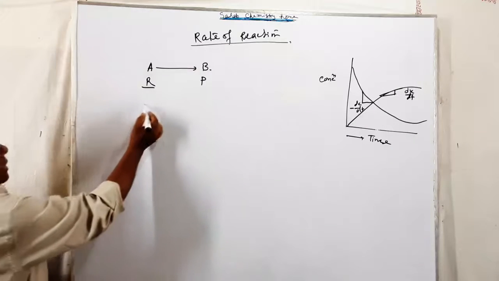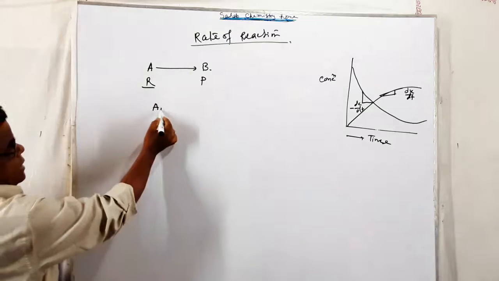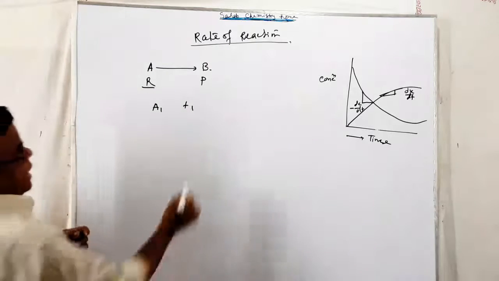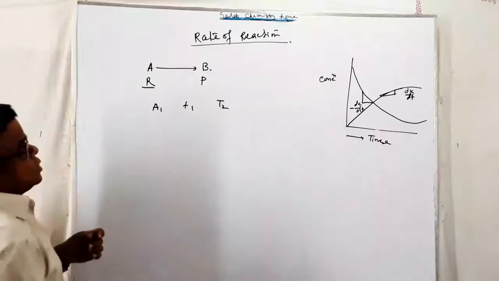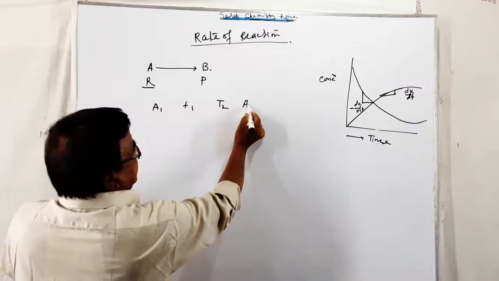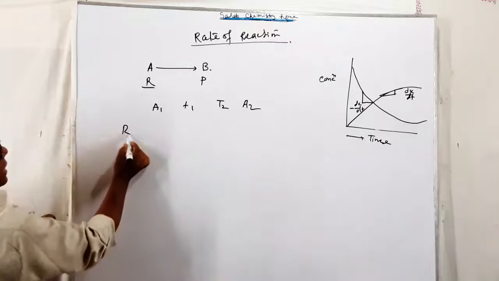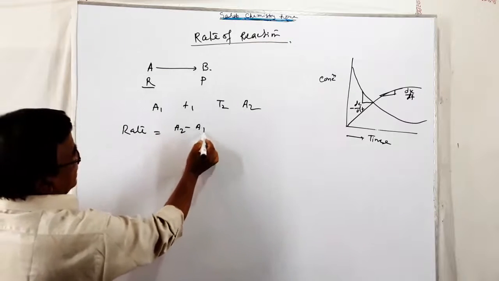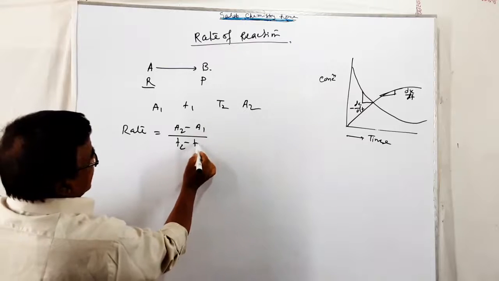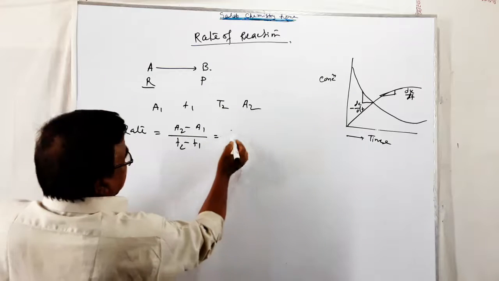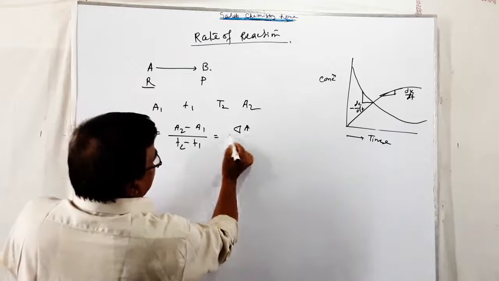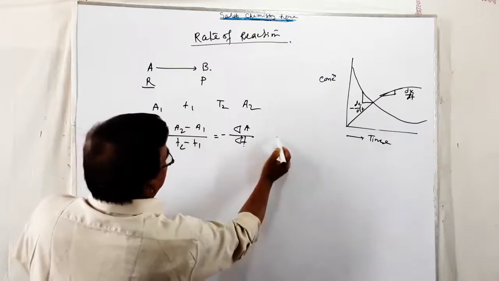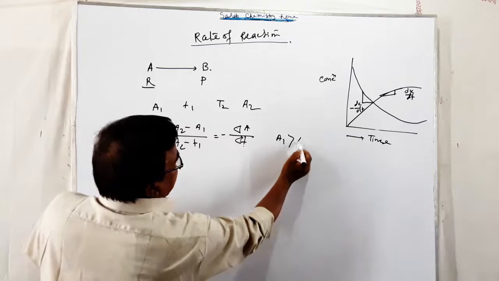Let us consider concentration A1 at time t1, and at time t2 the concentration of reactant is A2. Then the rate is equal to A2 minus A1 divided by T2 minus T1. That is, del A divided by del T, where A1 is greater than A2.